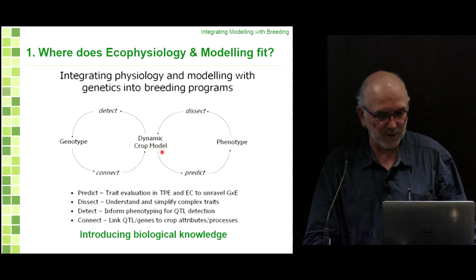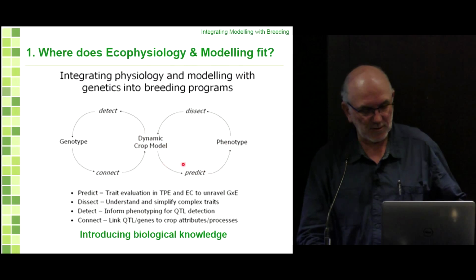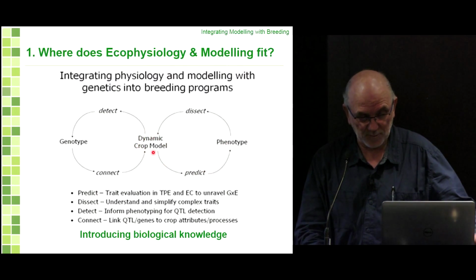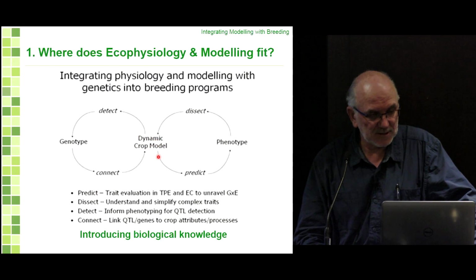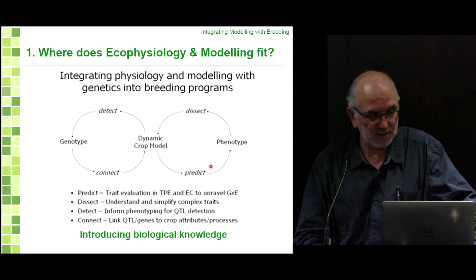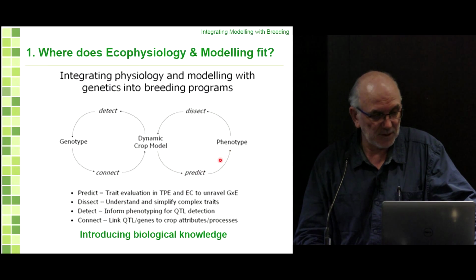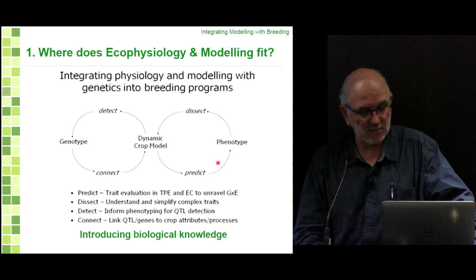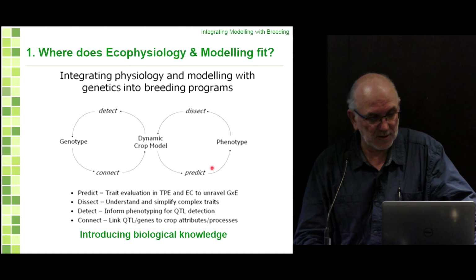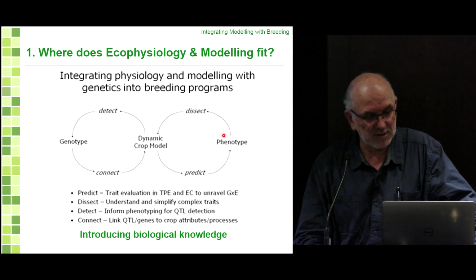And so if we wander around this, you can think, if you've got some dynamic framework that captures insights about growth and development of crops in a dynamic algorithm of some sort, then you can start to predict what might happen if you change things, evaluating traits in TPE, target population of environments, and environment characterization. I know Corinne's going to talk about environment characterization, so I'm not going to talk much about that, but it's a key component. And if you've got a phenotype, then you can dissect it.